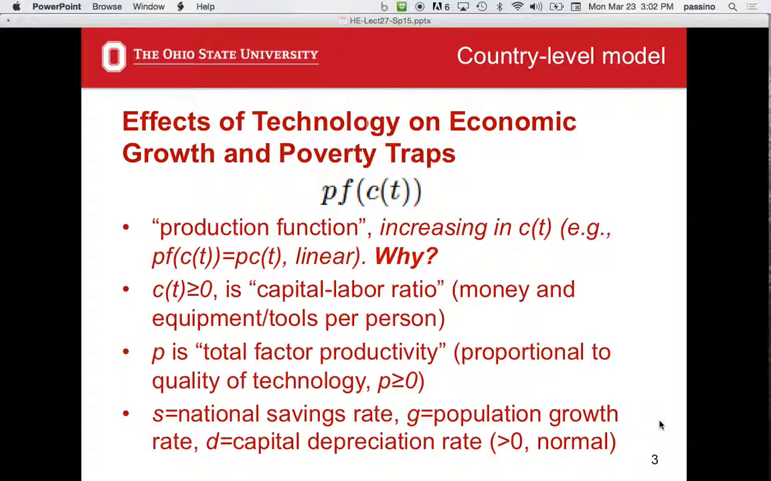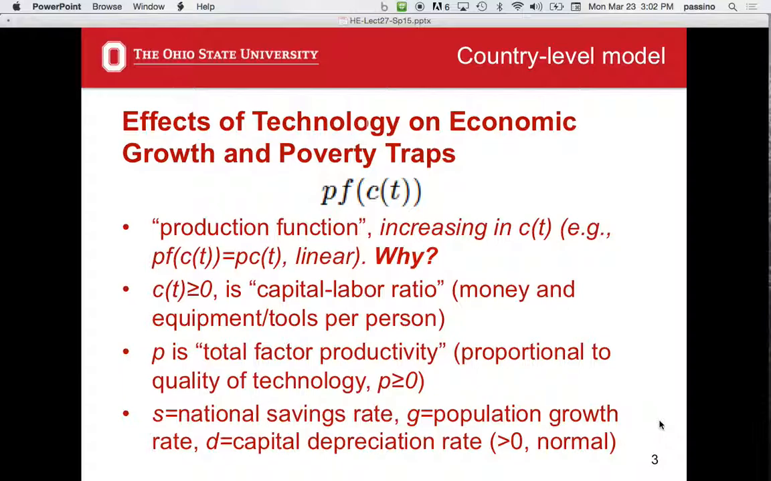So p scales c. If this is the line, and I get p bigger and bigger, this goes up more and more, which implies that I make more and more money for a given amount of capital. Okay, very simple. We're going to investigate the effects of p in a little bit.